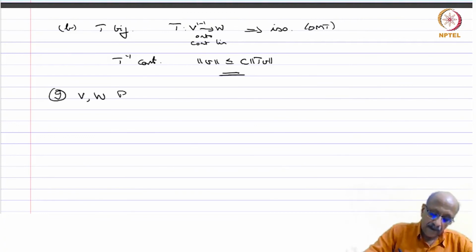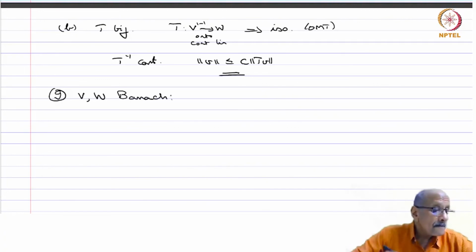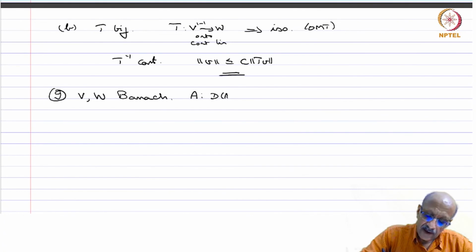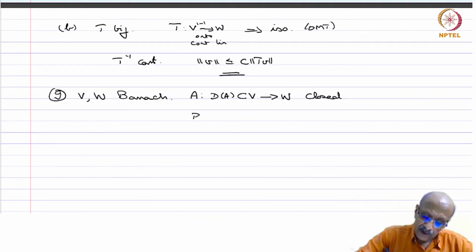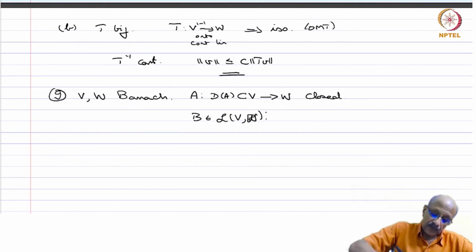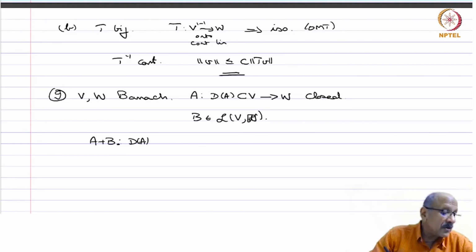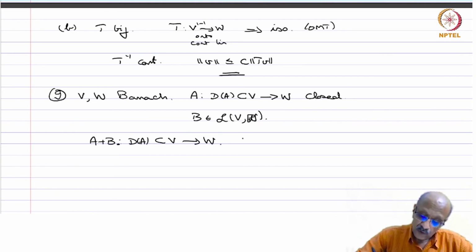Then exercise nine. V, W Banach, A from D(A) contained in V into W a closed operator. That means the graph is closed. Let B belong to L(V,W), a usual continuous linear operator. Then you can define A plus B on the domain of A, because A is defined there and B is defined everywhere. So A plus B is defined on D(A) contained in V, taking values in W. Show that A plus B is closed.